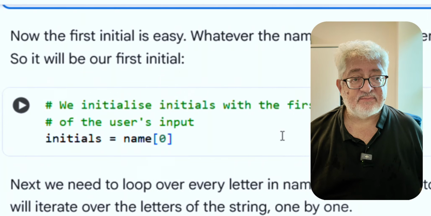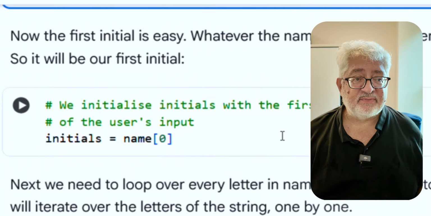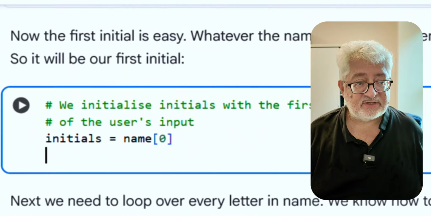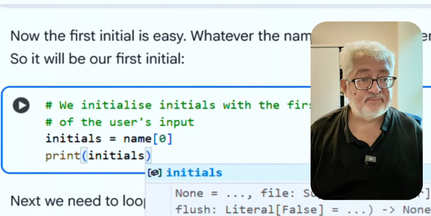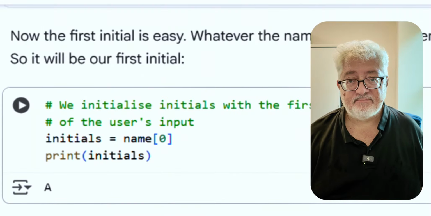Initials is name[0]. Of course, now it does not print anything, but there is no problem here. The initials are the name[0]. I can print it if I want. Let's print initials and see what happens. It says A.